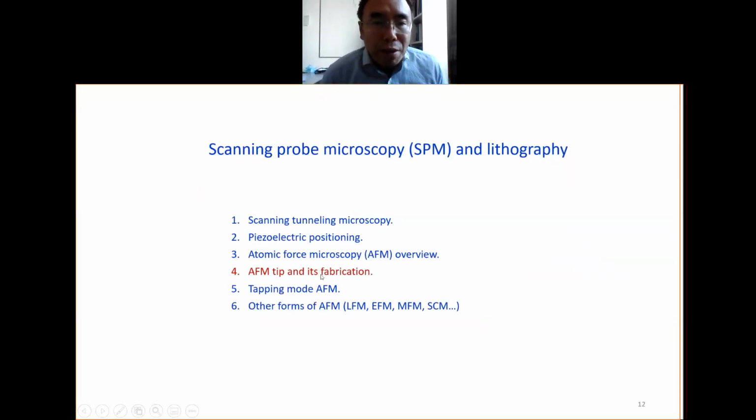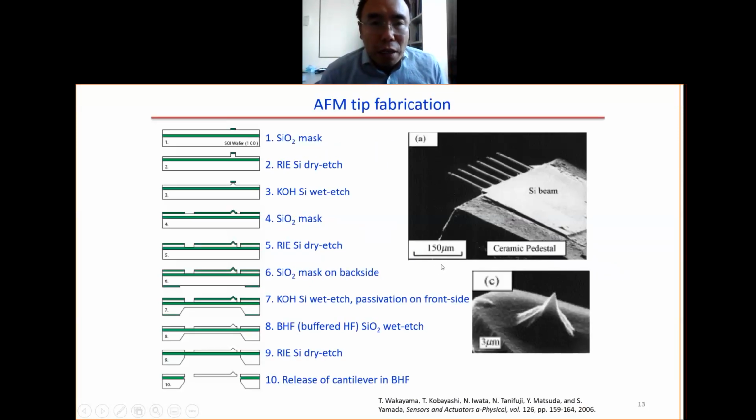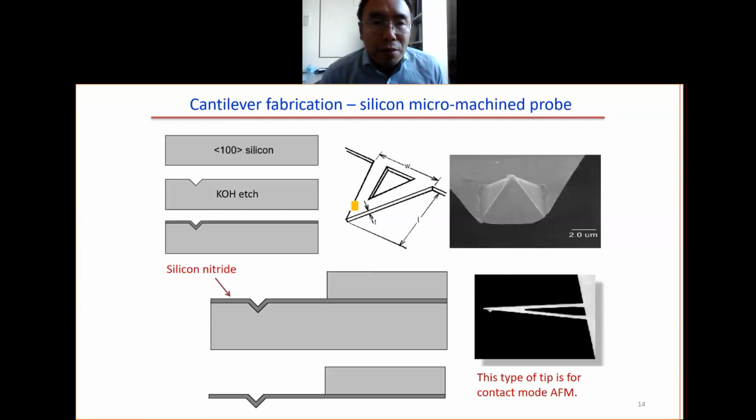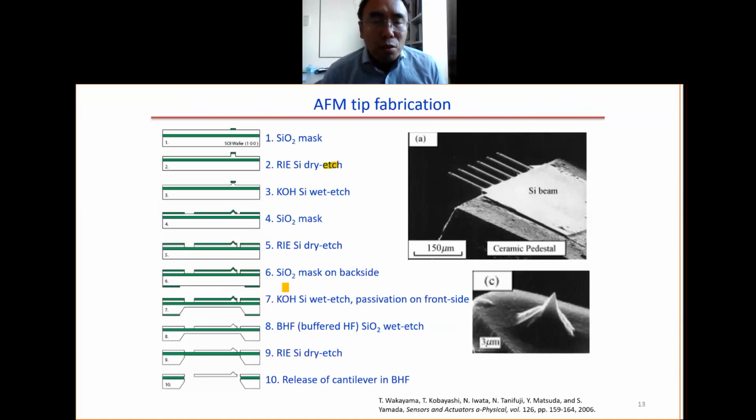And now we look at the AFM tip and its fabrication. There are 2 ways to fabricate the tip. The first one is etching. We can etch the tip. The second one is called molding. You make the mold, then you mold it. So here we will first talk about this example. There are many different ways for tip fabrication. This example is just one of them. For commercial production, you don't have to use this method. I will show you later on the fabrication steps for commercial production.